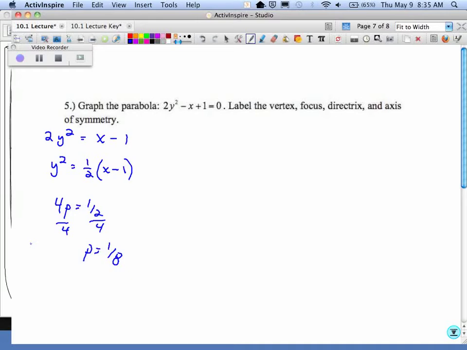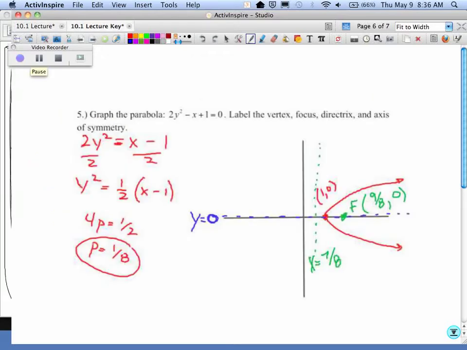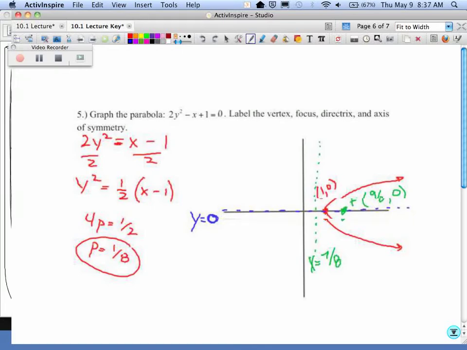So right now, I'm going to pause again. So we got you this far. You can use this information to graph it. And then I'll put the answer up there in a second. So remember, from the vertex of 1, 0, you're moving 1/8 to the focus. You're moving backwards an eighth, so 7/8 will be your axis of symmetry. And your directrix is the y = 0.